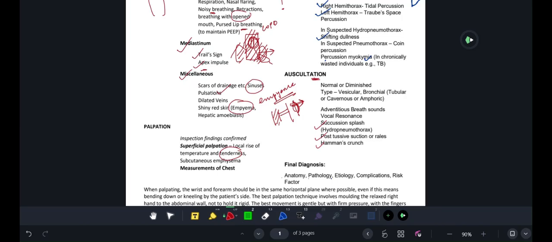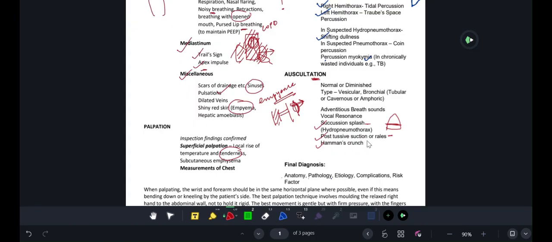So here, we also had something called a succussion splash and post-tussive suction. Suppose there is a hydropneumothorax, so the pleura is filled half with fluid and above it is air, a clear-cut fluid-air interspace. If you suddenly shake this patient and then you auscultate, the movement of the fluid within this air-filled cavity produces a sound that is called a succussion splash. So it's a very random thing. I don't know if they actually do it nowadays. And the other thing was post-tussive suction. So you ask the patient to cough, and after coughing, you place the stethoscope and auscultate.